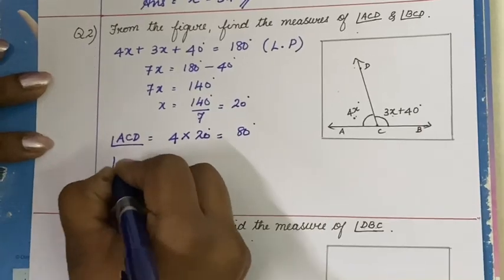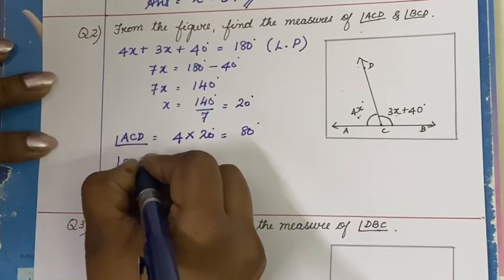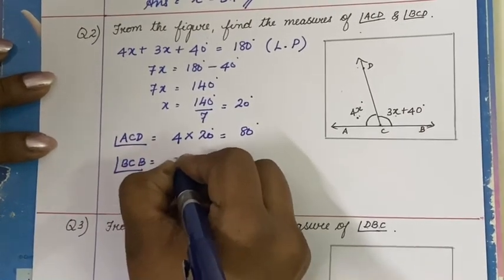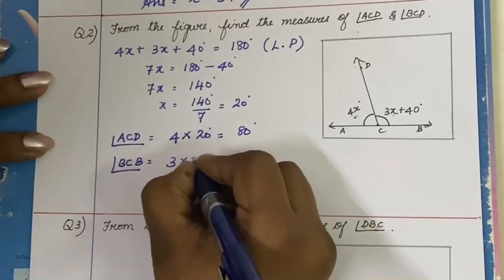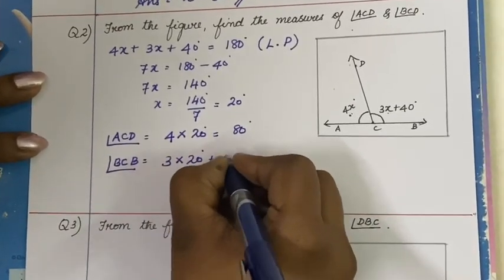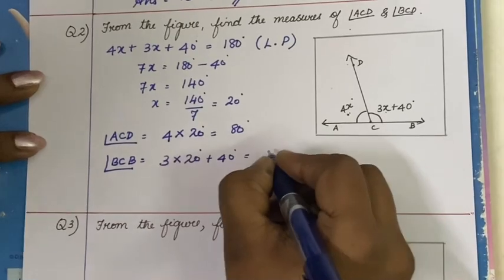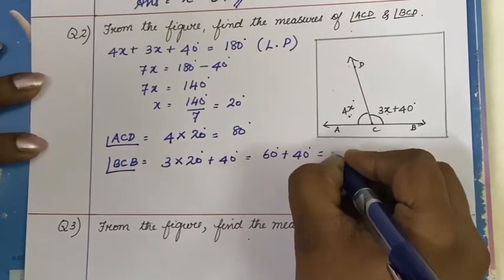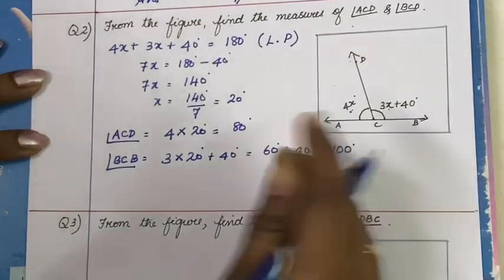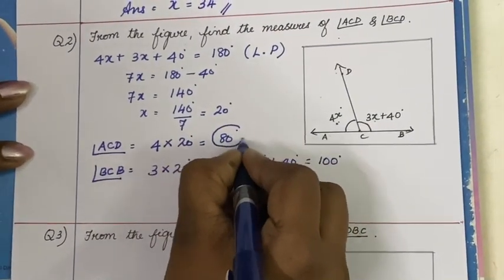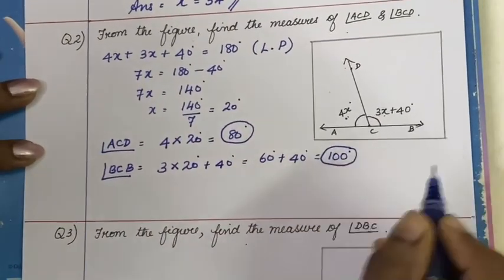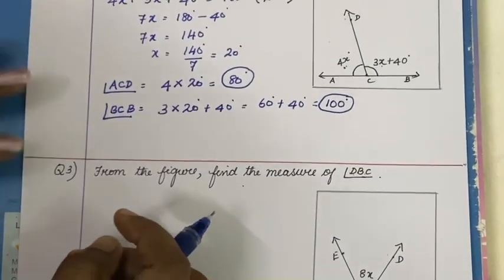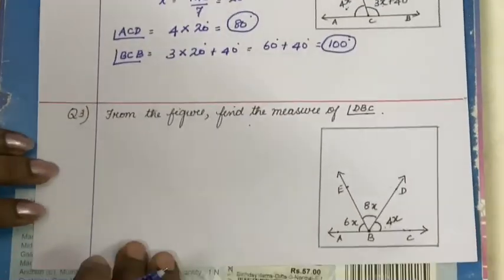And the next angle you have to find is BCD, which is equal to 3 into x, 20 degree plus 40 degree. 3 into 20 is 60 degree plus 40 degree, which is equal to 100 degree. Thus the two answers, 80 degree and 100 degree, are the required answers. Now shall we move to the third problem.